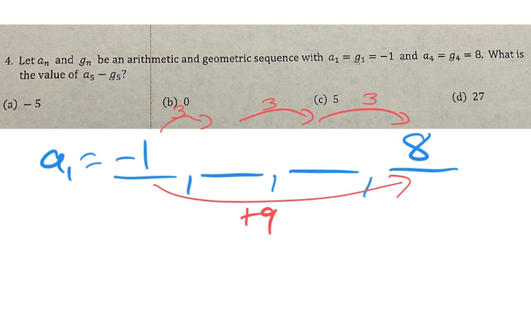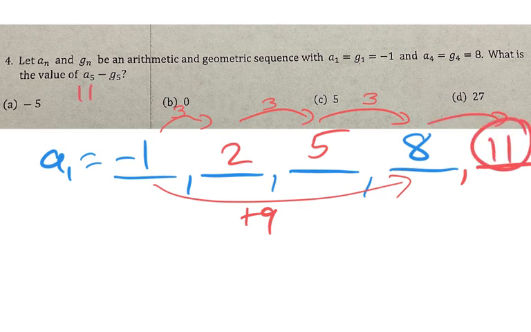You're going up 3. And so this would be -1 plus 3 is 2, plus 3 is 5, plus 3 is 8. So what would be my a sub 5? What would be next? 11. Right, so I know a sub 5 is 11.